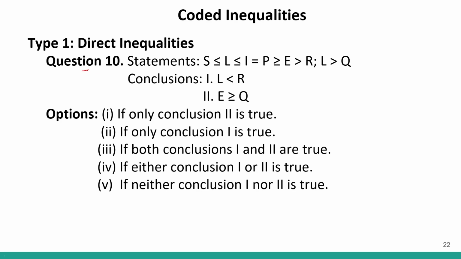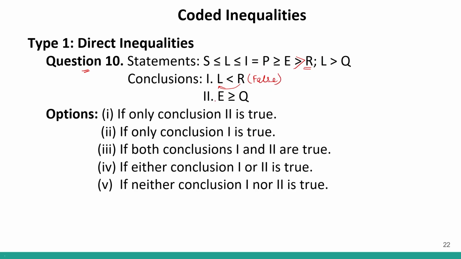Coming to question number 10. Statement is given to us, conclusions are given to us, and we have to identify which is true. So R is greater to L, we will move from R to L. Over here I can see R, but I have a smaller door. So I cannot proceed after R, correct? So this is definitely false.